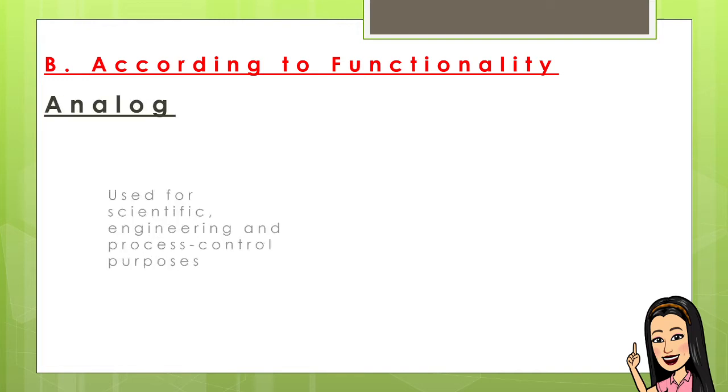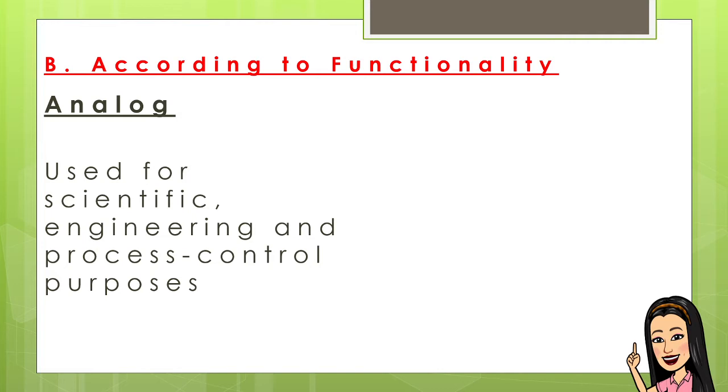Then we have letter B, according to functionality or based on operating principles, on the basis of the operation performed and methods used to store and process the data information. It can be, first one, the analog computers.